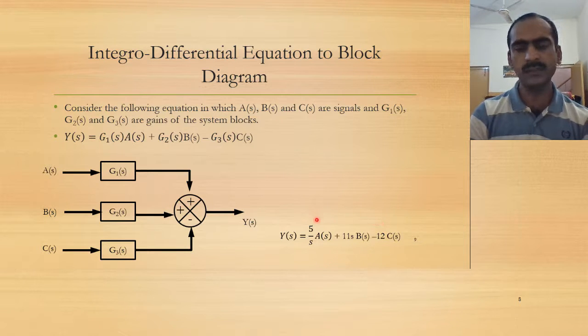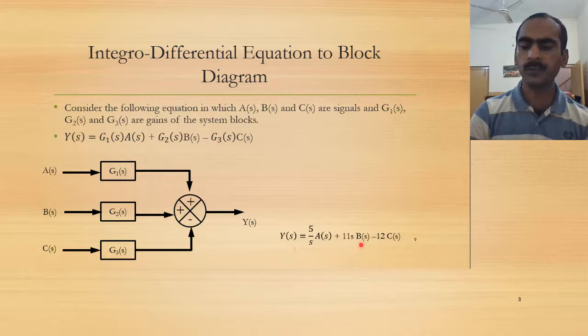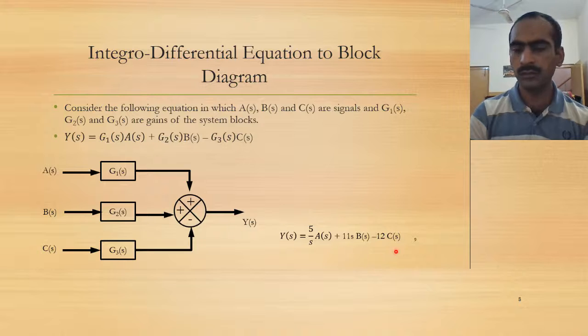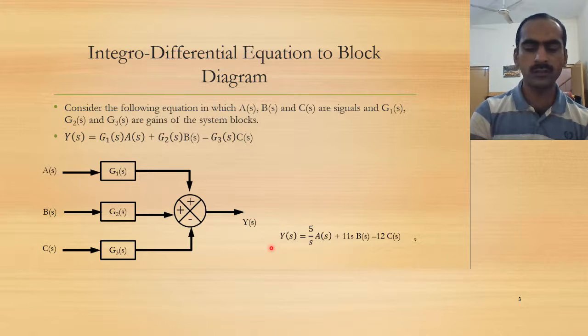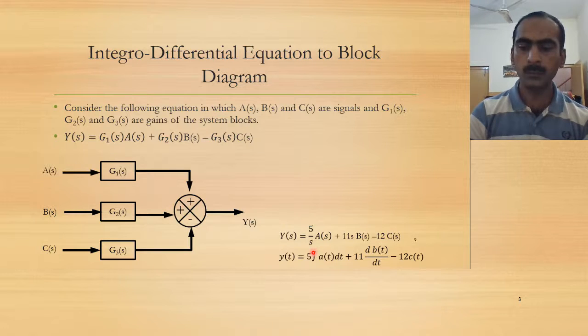And obviously it has a corresponding differential equation. And for reference, we will recall our previous information. That is, how would this equation look in the time domain, and how the equation would reflect in the time domain. So y(t) is 5 times the integration of a(t). So a(t) is the original signal whose Laplace transform was capital A(s).